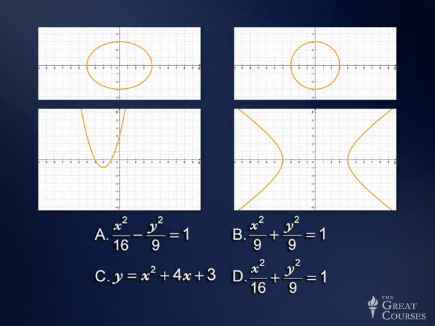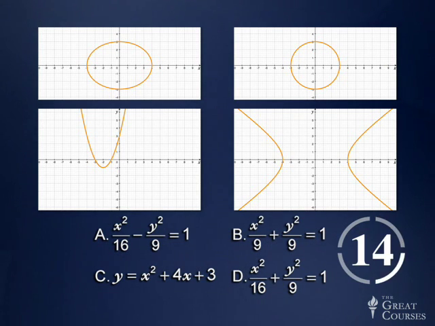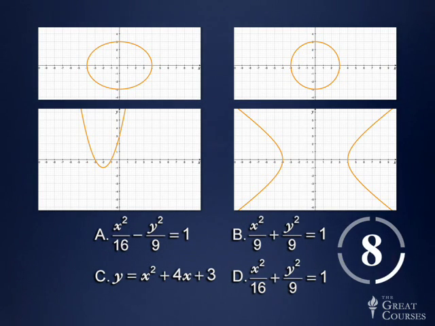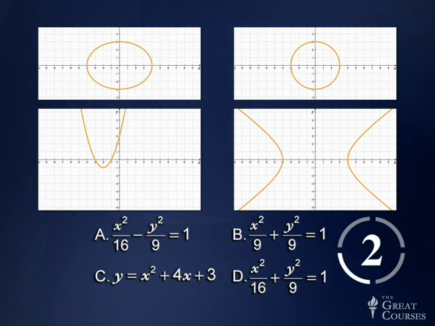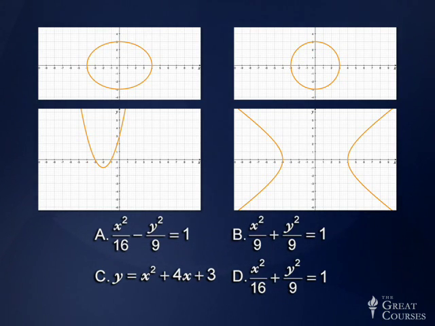Here we go. The first equation is x squared over 16 minus y squared over 9 equals 1. Next, x squared over 9 plus y squared over 9 equals 1. Then y equals x squared plus 4x plus 3. And lastly, x squared over 16 plus y squared over 9 equals 1. Now, let's talk through which of these correspond to the graphs.